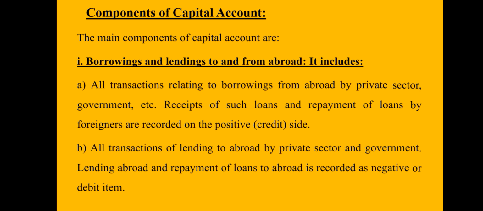So, any borrowings by private sector, government, etc. The receipt of such loans, that is repayment of loan by foreigners, is recorded on the positive side, that is credit side. All the transactions of lending abroad by private sector and government, and repayment of loans to abroad, are recorded as negative or debit item.